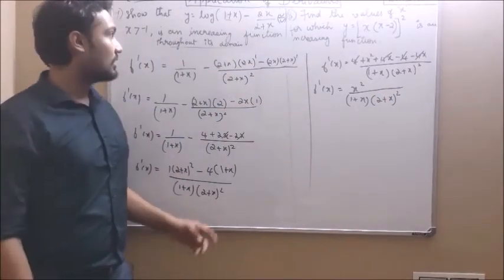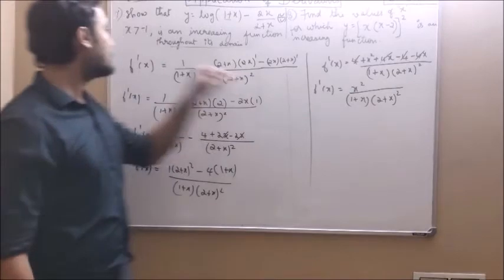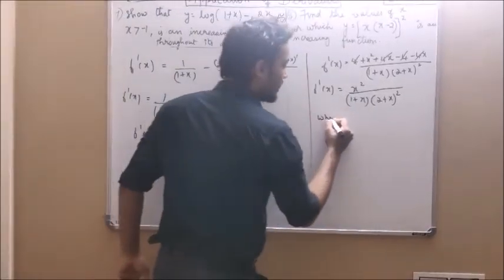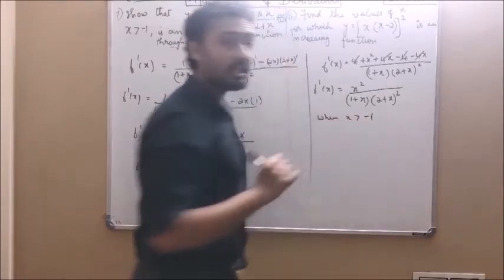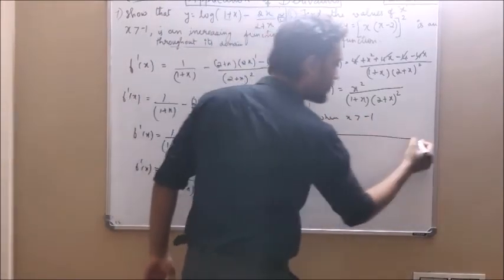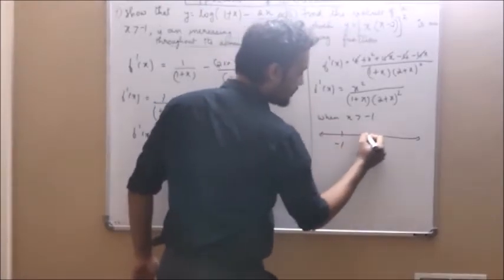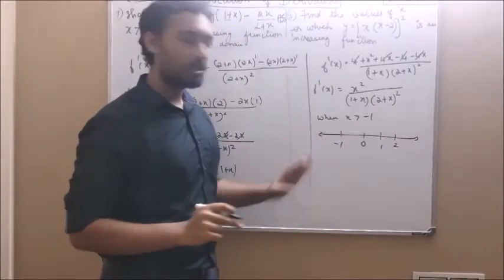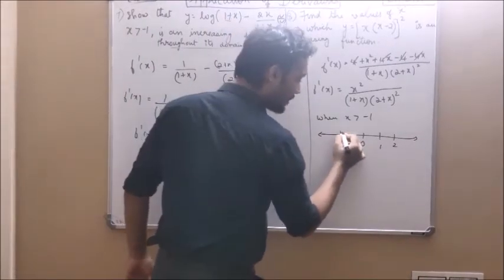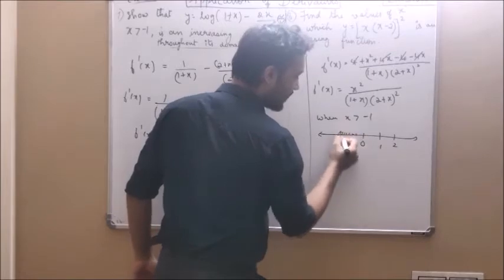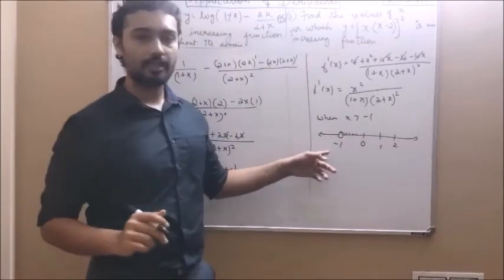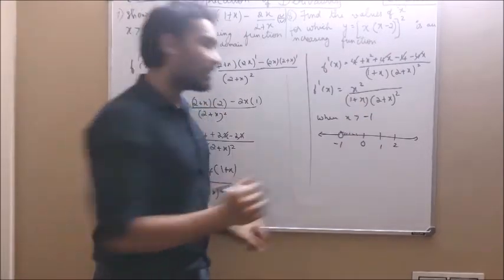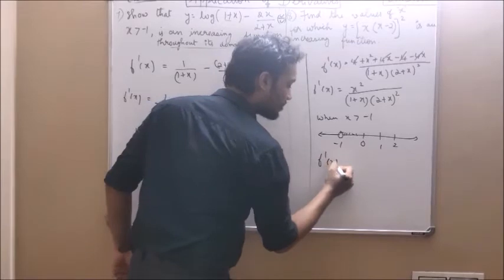This is what remains. Now we have to check, when x is greater than minus 1, whether it is increasing or decreasing. So which are the values when x is greater than minus 1? This is the number line: this is minus 1, this is 0, this is 1, 2, etc. Now x is greater than minus 1. Here minus 1 is not included. All the numbers after minus 1 are included. Now for all these values, you take any value and check in f dash of x. Is f dash of x greater than or less than 0?